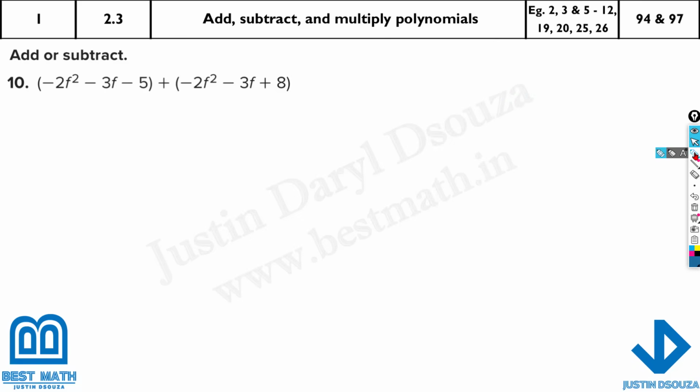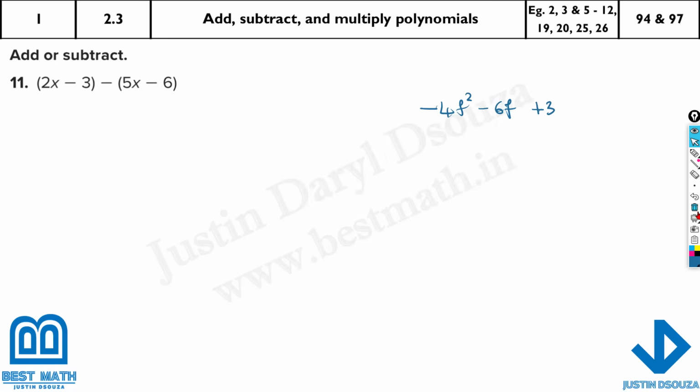And again, an adding problem. I'm going to add them directly. It's going to be minus 2 minus 2, it's minus 4f squared. Then minus 3 will be minus 6f. Lastly, it's minus 5 plus 8, and that will be positive 3.